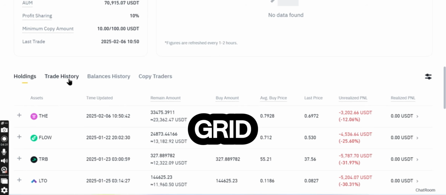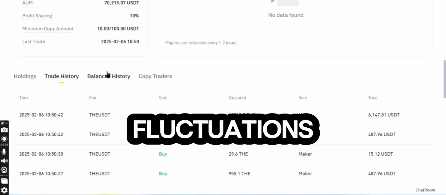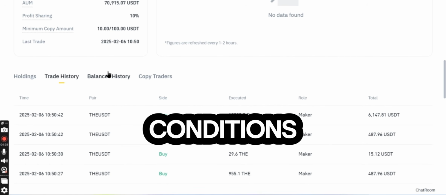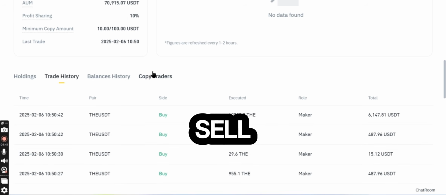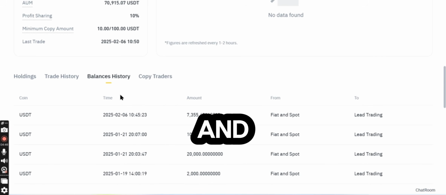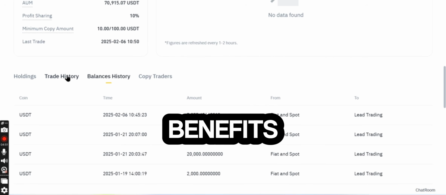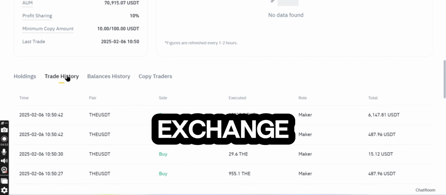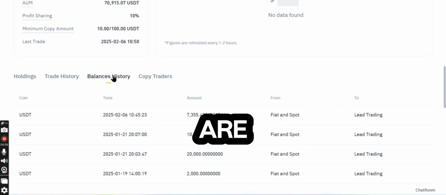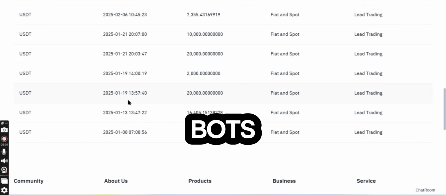Conclusion. Grid trading is a powerful strategy for taking advantage of market fluctuations, particularly in sideways trading conditions. By placing buy and sell orders at regular intervals, traders can automate their trading process and profit from price oscillations. While grid trading offers several benefits, proper risk management, exchange selection, and continuous monitoring are essential for success. Whether using manual setups or automated bots, grid trading remains a versatile tool for both beginners and experienced crypto traders.